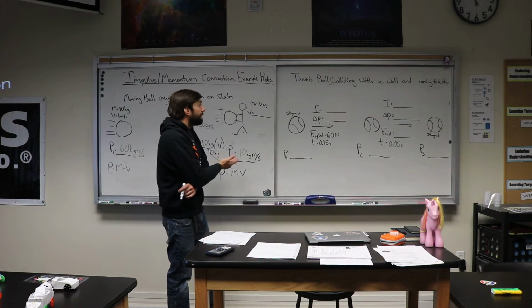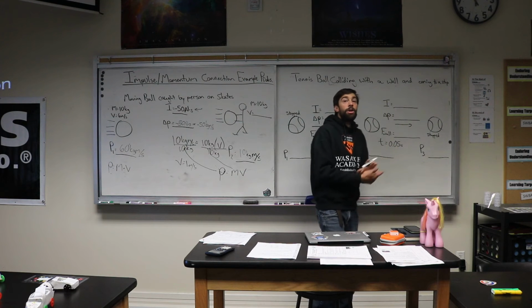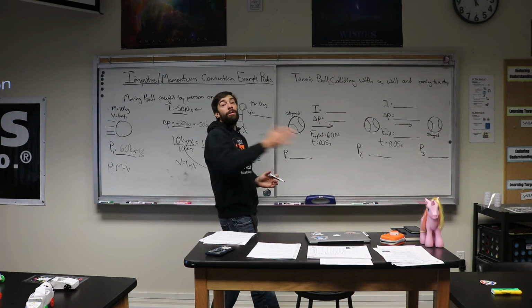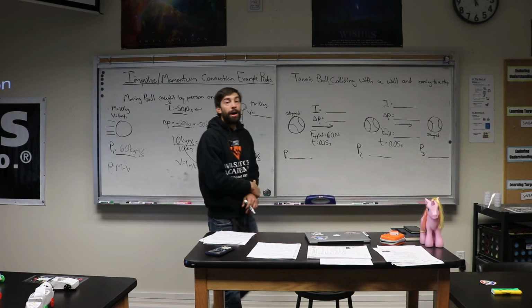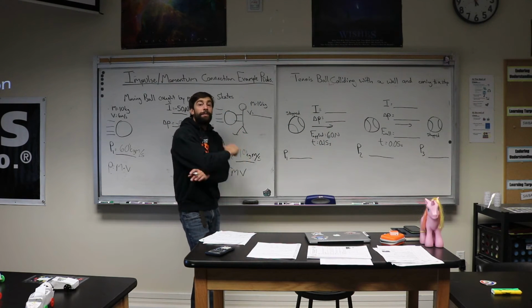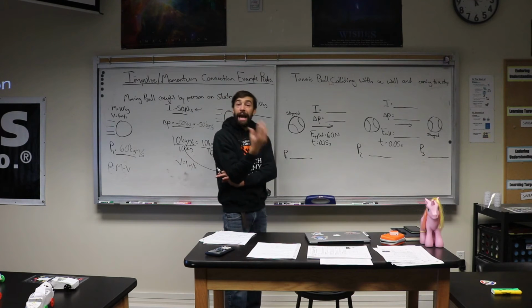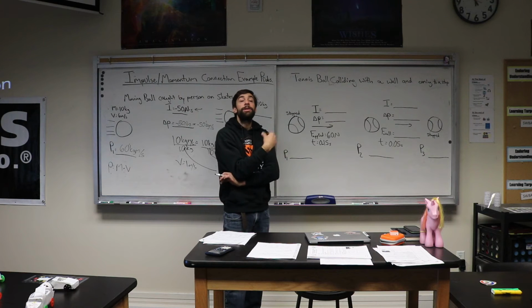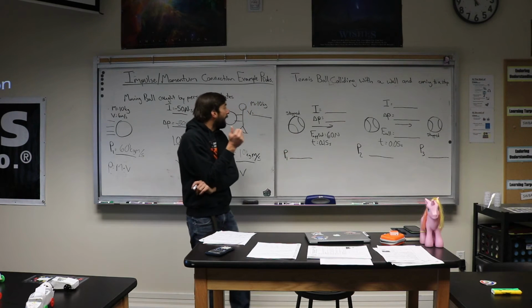So this one is a tennis ball colliding with a wall and coming to a stop. Normally a tennis ball would bounce off the wall, but I just wanted to go through this part of the problem. These are actually problems right off of your homework. I didn't assign these problems, but they were just extra problems that I figured I would do some examples on. So they're very similar to your homework.